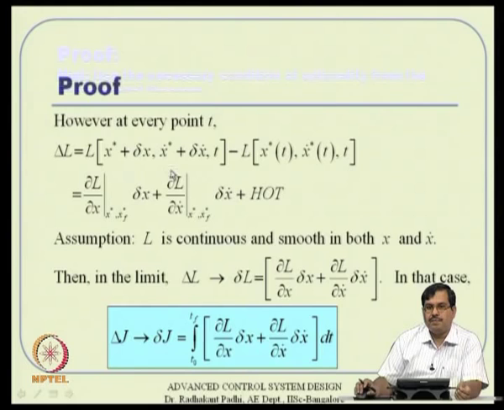Once you do that and neglect higher order terms, it turns out to be something like this. These first two terms will be kept, and the other terms will be higher order, so we neglect them. Once you neglect that, this delta J in the limiting sense turns out to be the first variation of J, which is nothing but that.